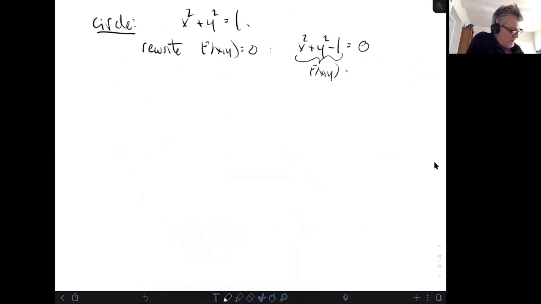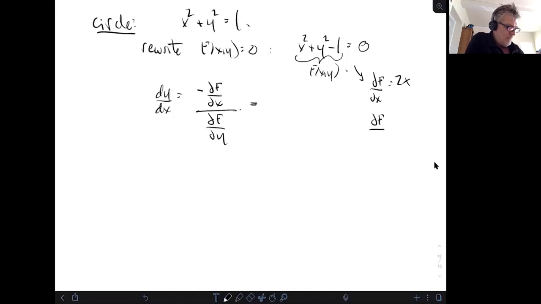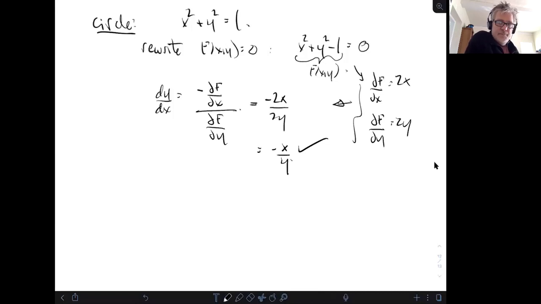So what we found is that dy/dx is minus del f/del x divided by del f/del y. And these are easy to compute, right? Del f/del x, that's 2x. Del f/del y, that's 2y. So here's what I get: minus 2x over 2y, which is, as expected, minus x over y. Okay?